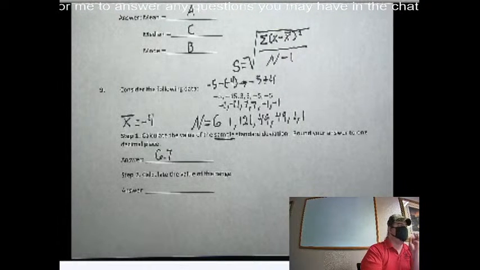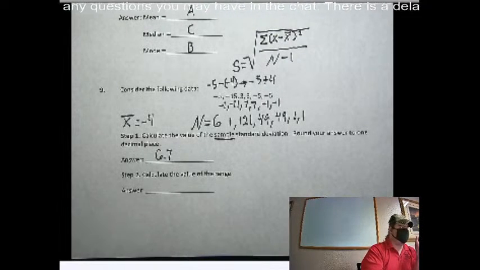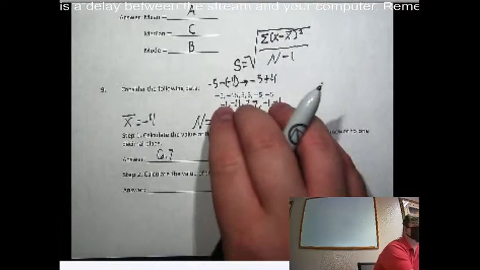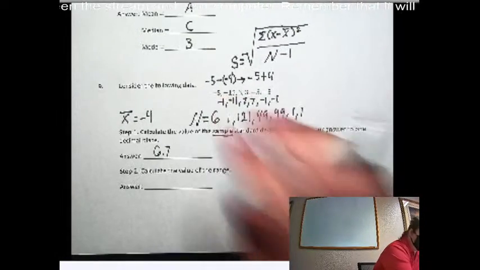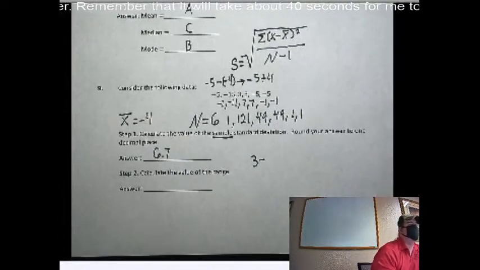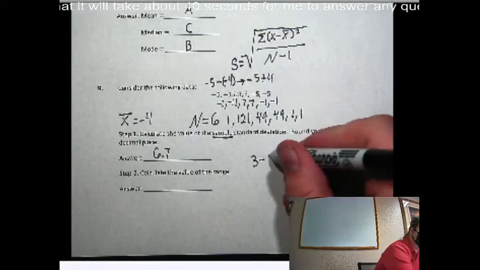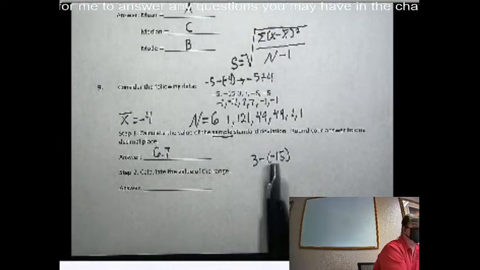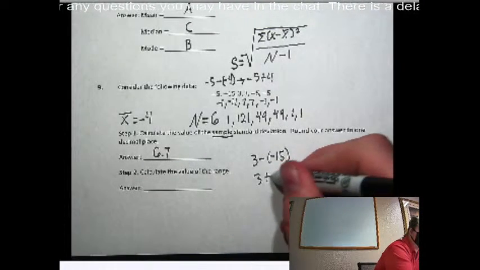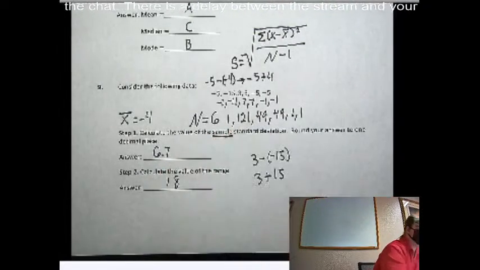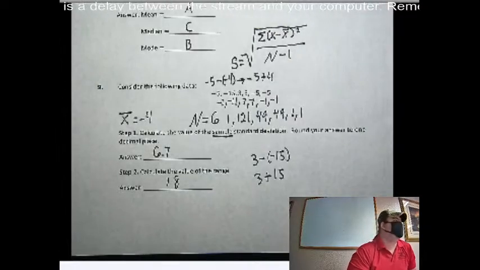And remember, range is the largest number minus the smallest number. So what's our largest number? Oh, I'm sorry, of the original. Largest number is 3, minus the smallest number. What is our smallest number? Negative 15. So again, what happens there? It becomes positive. So this is really 3 plus 15, and what does that give us? 18. There's our range. Excellent.